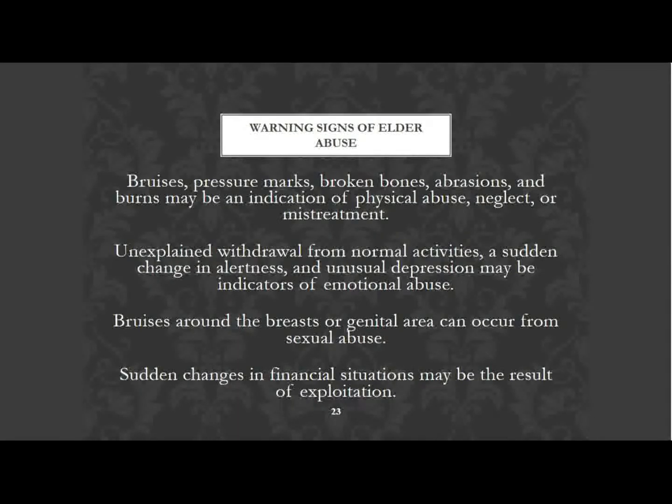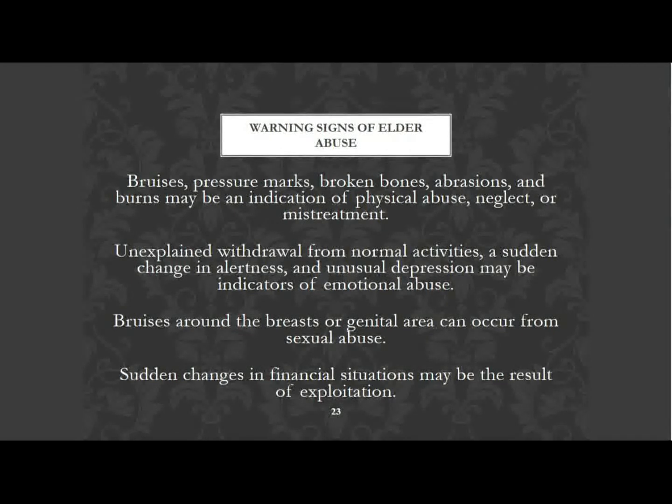Warning signs of elder abuse: bruises, pressure marks, broken bones, abrasions, and burns may be an indication of physical abuse, neglect, or mistreatment. Unexplained withdrawal from normal activities. All of a sudden, they do not want to engage in anything. They'll be all quiet to themselves, and so on.